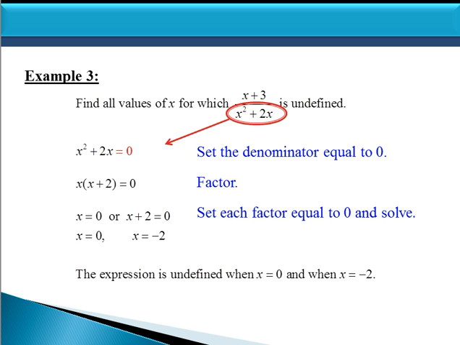So just remember, when you're asked to find the values of x that make a rational expression undefined, you're going to set the denominator equal to 0, and then you're going to solve that equation. If it's a linear equation, you're just going to undo the operations to isolate the x, and if it's a quadratic equation, you're going to solve it by factoring or whatever methods you have for solving quadratic equations. And once you solve that equation, then that is your answer.